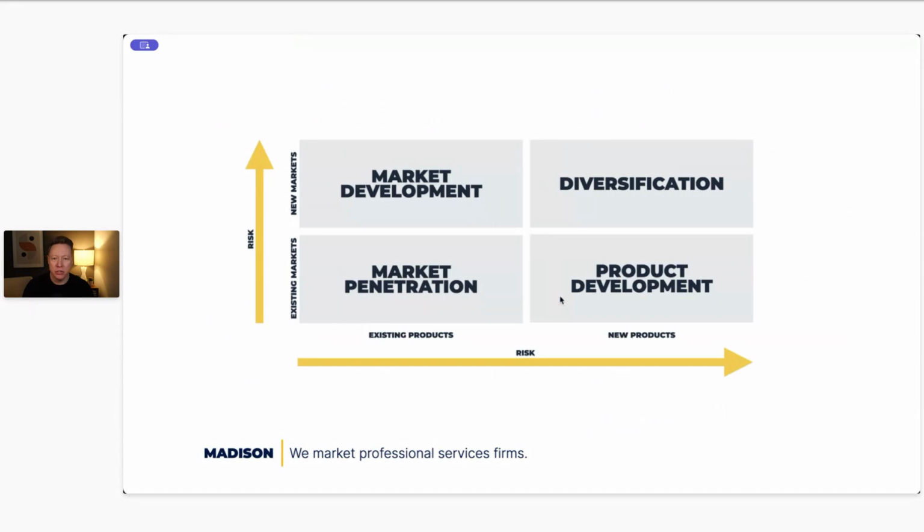We've already talked about the 2x2. This is an example. This is called the Ansoff Matrix, which basically helps organizations decide on their product and market strategy. And you can see they just added a little element here where there's increased risk on both sides, existing versus new products, and then existing versus new markets.